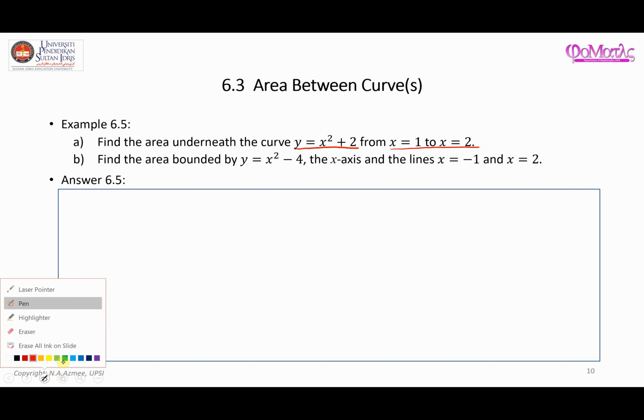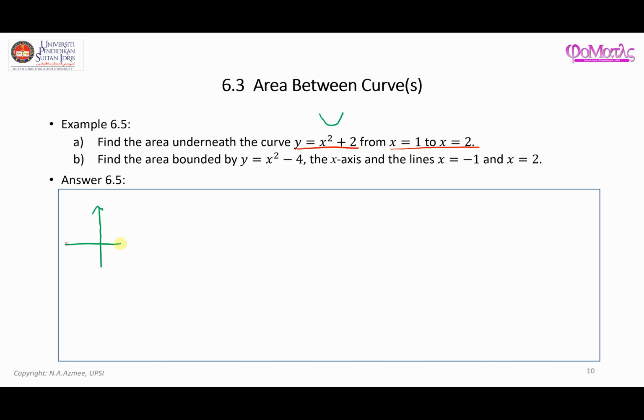So what we can do is sketch this curve here. We know that this is going to be looking like this. y is equal to x squared, because the coefficient is positive, and plus 2, so therefore it is shifted 2 units up. Therefore, your graph is going to be looking like this. This is x, this is y, and the graph is looking like this. This is 2. So y is equal to x squared plus 2.